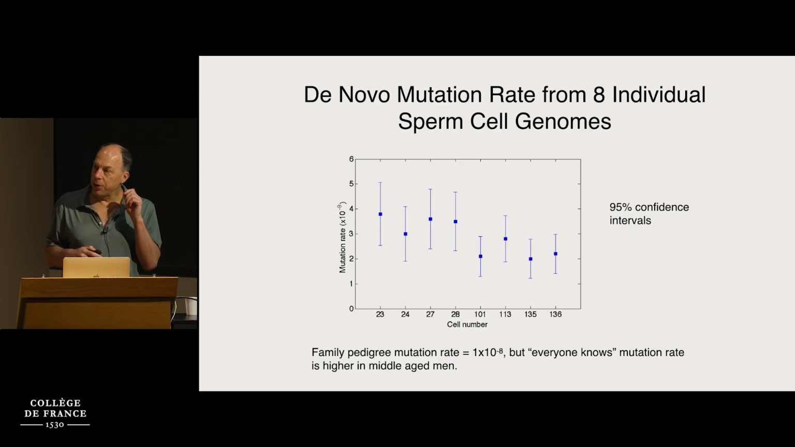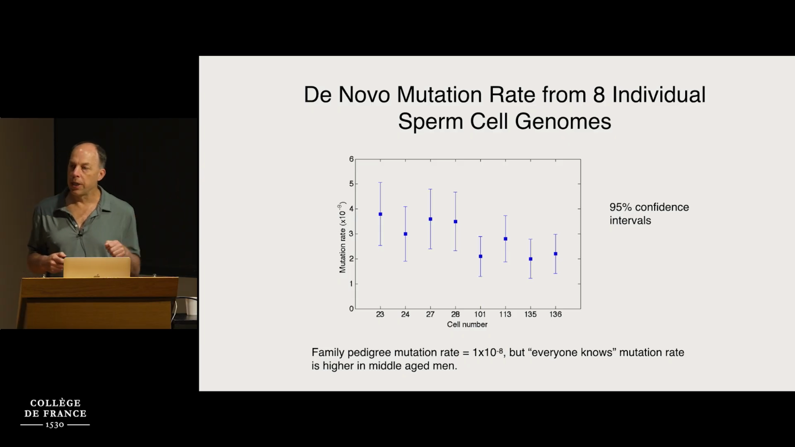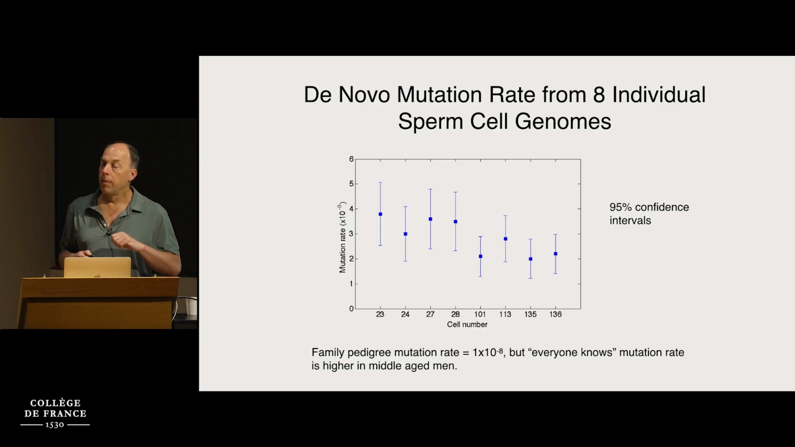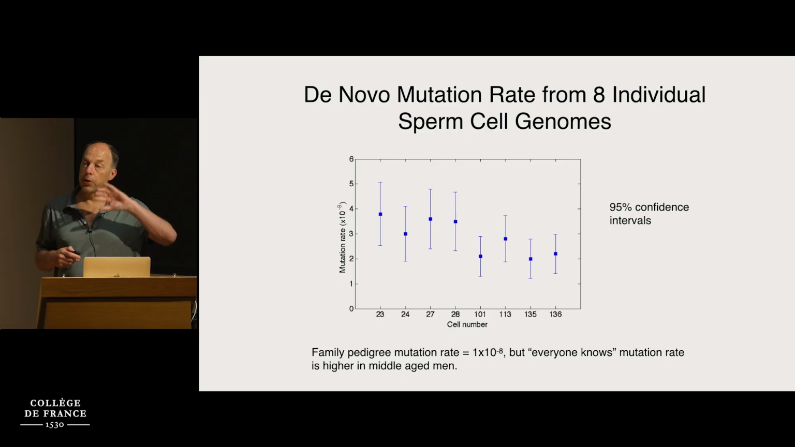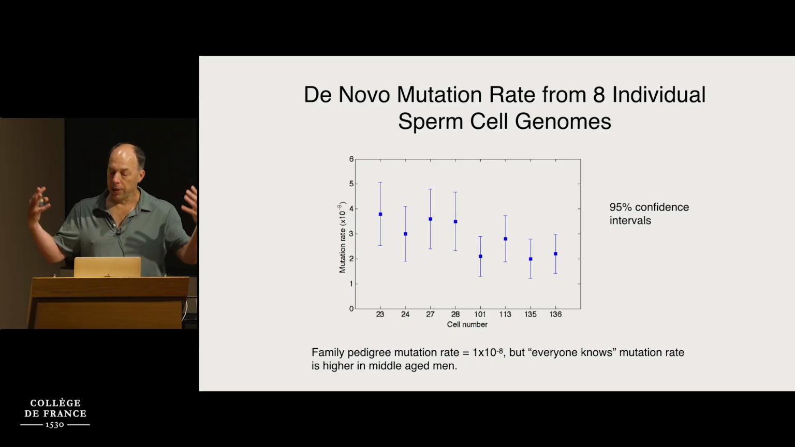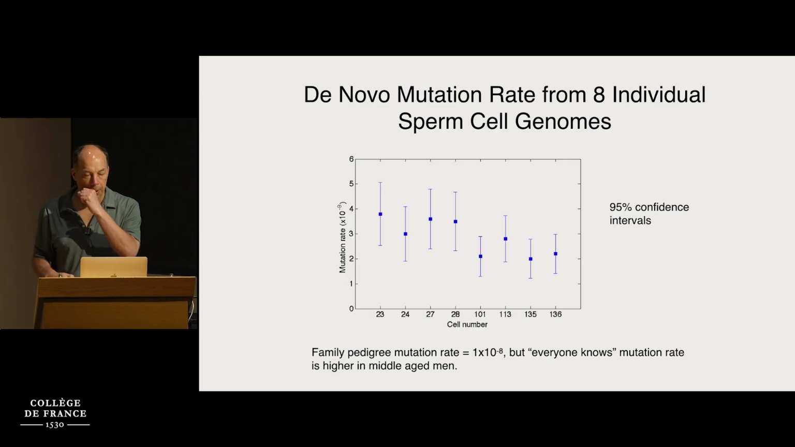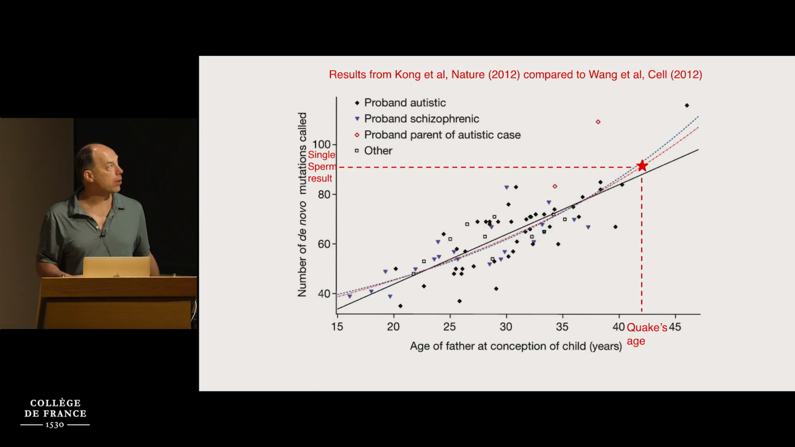Unbeknownst to us, at the same time, Decode Genetics was asking a very similar question, but in a totally different fashion. They were sequencing parents and children, and lots of parents and children, and working out, because Iceland has this giant genetic registry, and they were working on mutation rates by looking at de novo mutations in the children relative to the parents.